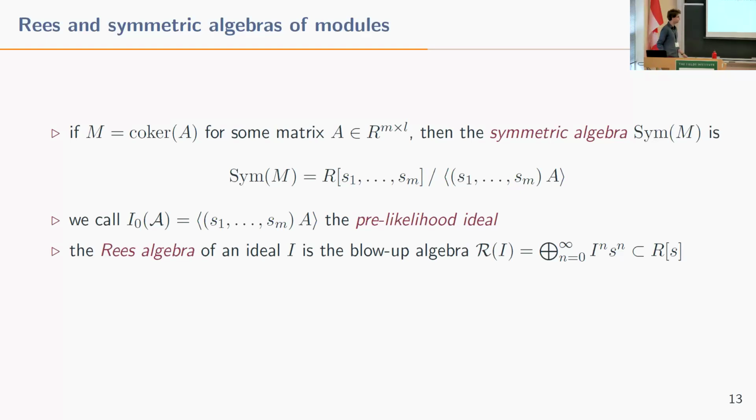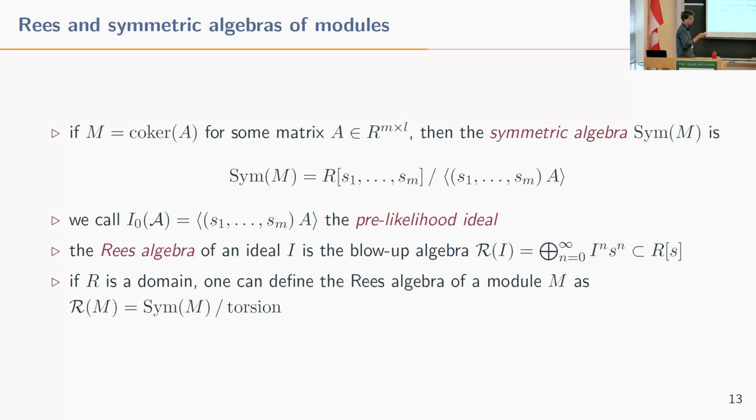So what is the Rees algebra of a module? Well, you can define the Rees algebra of a module for any module over any ring. But then you need a bit more complicated and less constructive method. But if R is a domain, this construction is not too difficult. You just take the symmetric algebra of the module and you mod out the torsion part. In particular, this means that the ideal that presents the Rees algebra contains the pre-likelihood ideal.